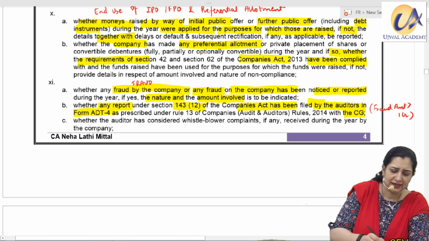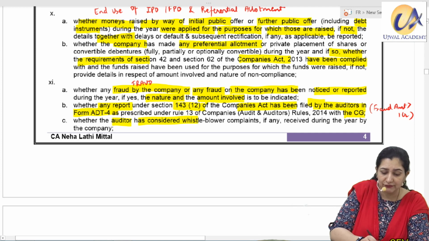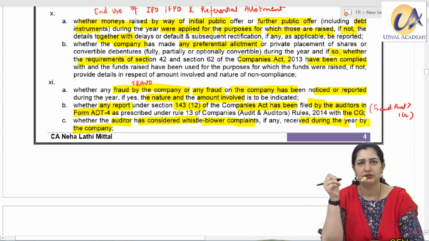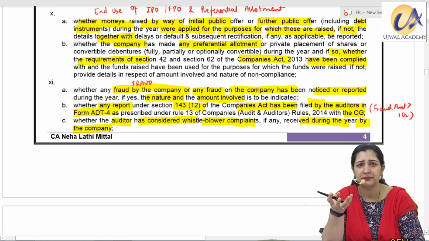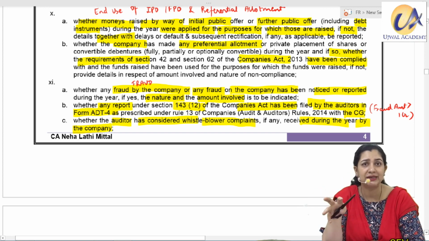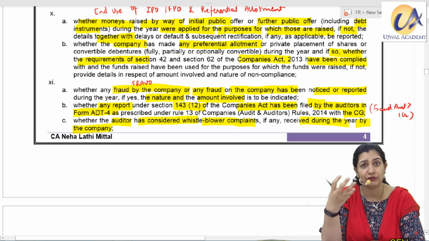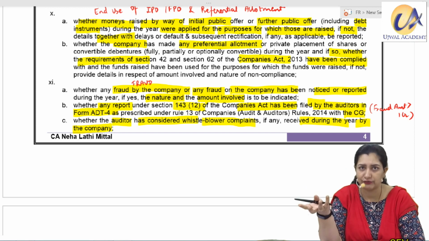And last one, whether the auditor has considered whistleblower complaints received during the year by the company. Companies need to have a whistleblower mechanism. What is whistleblower policy? Employees or management in the company, if they find anything suspicious or feel there is a fraud, can make the audit committee or the management aware of it. That is called whistleblower.